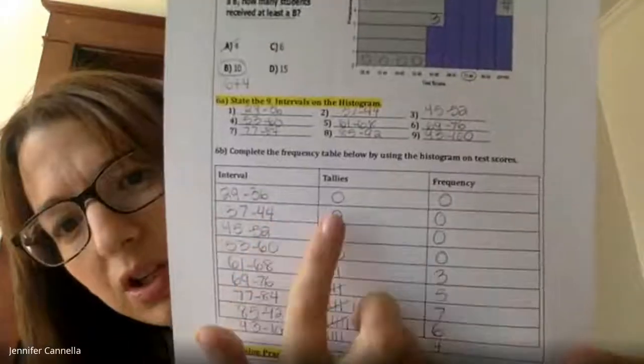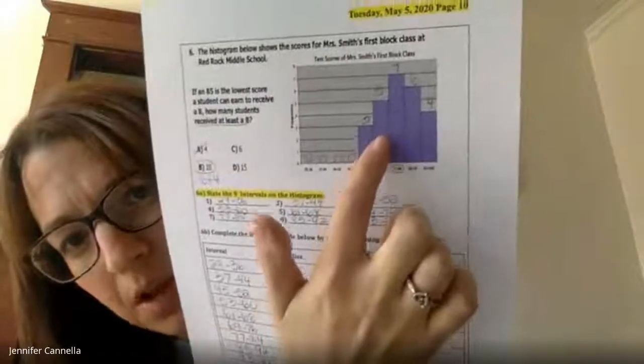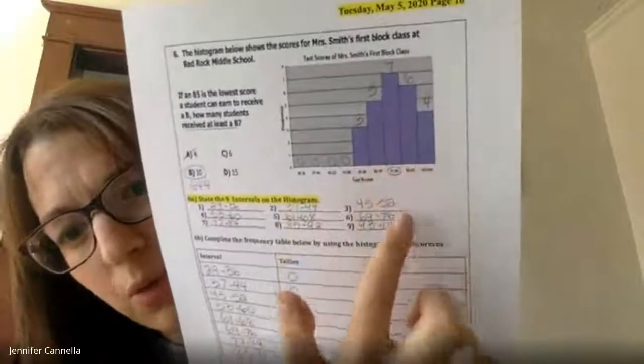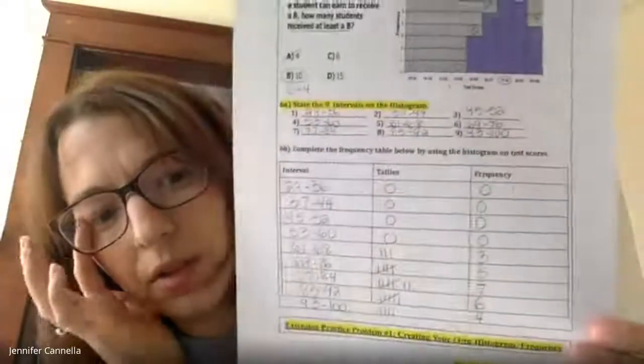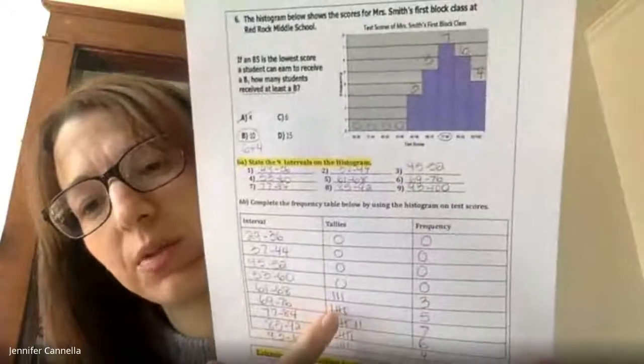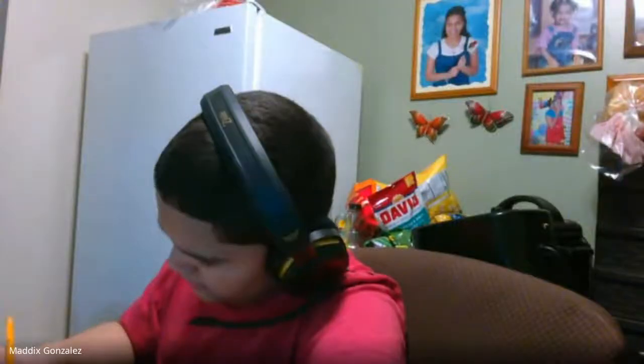Try this again. Okay, so we should have 0 up until we get to 60. Then from 61 to 68, it got 3 from the histogram. The next interval was 5. The next was 7. Then it was 6 and 4. So that's what you should have. Now, if you label the histogram, it's easier for you to get the frequency chart.